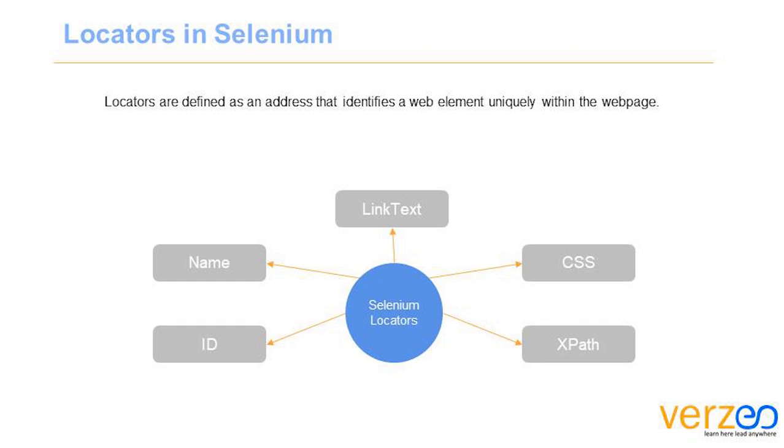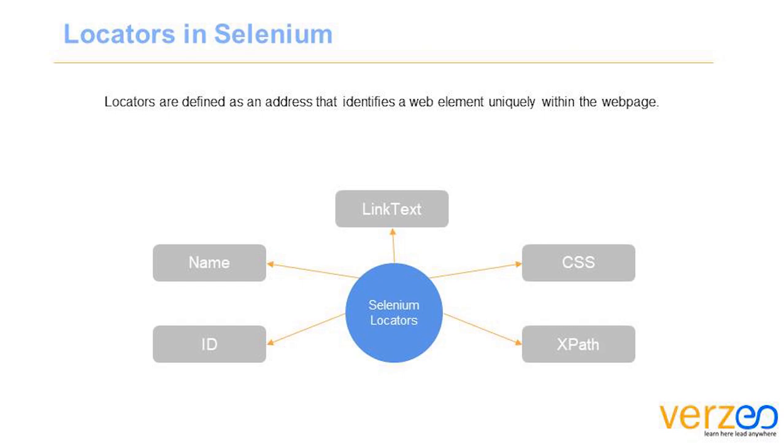So ID is one of the most popular ways to identify a web element. IDs are considered the safest and fastest locator option and should always be the first choice, even when there are multiple choices. Next is name. This is also an effective way to locate an element using the name attribute. With this strategy, the first element with the matching name value will be returned. If no element has a matching name attribute, then a no such element exception will be raised.